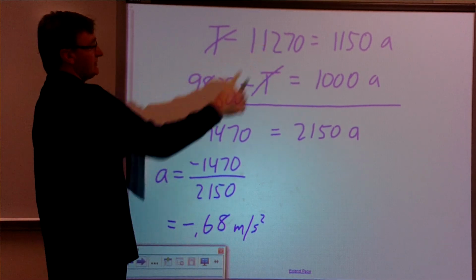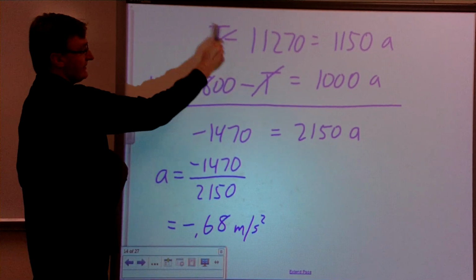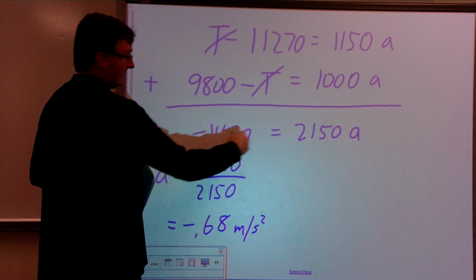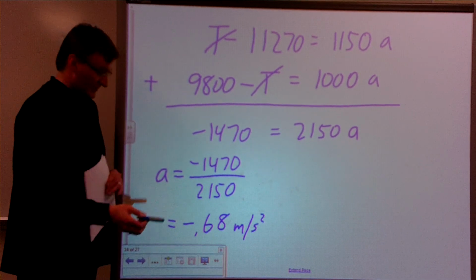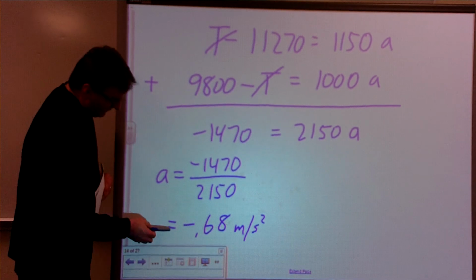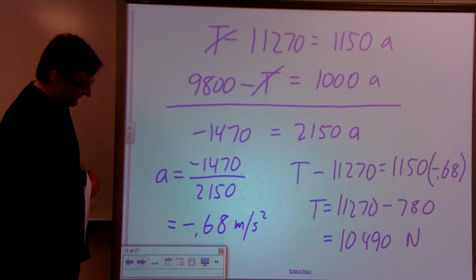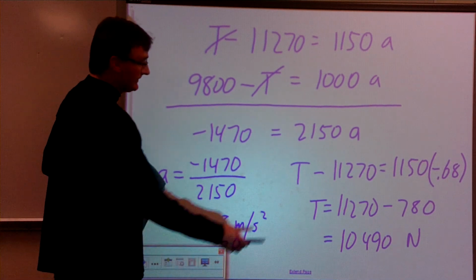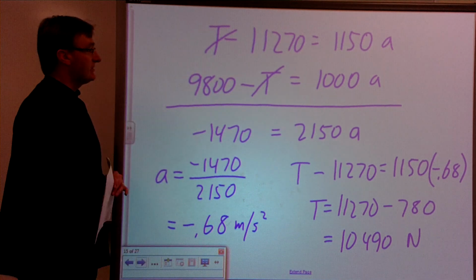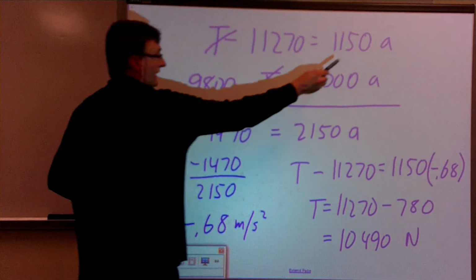And as you can see, when you add the equations together, the tensions cancel each other out. And then we're left with this right here, which we can easily determine. I trust you can do the math here. We will get an acceleration of minus 0.68 meters per second squared. All right, and then once we have that, it's an easy matter to find the tension. We can use either one of these equations to find the tension. We just put in the number that we have for acceleration.